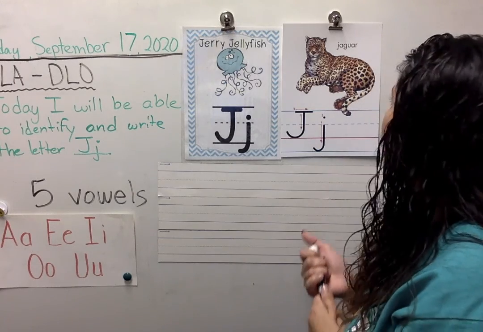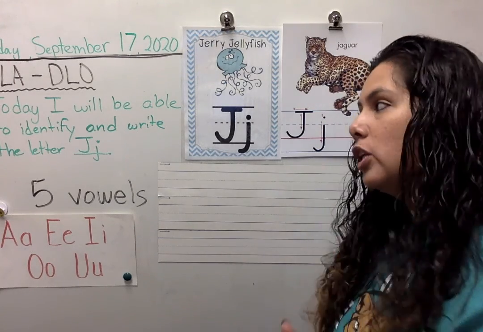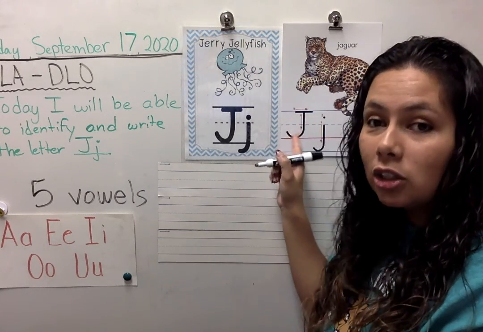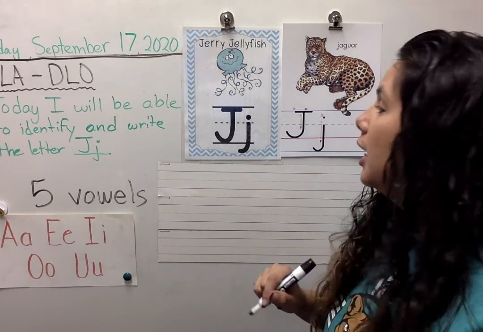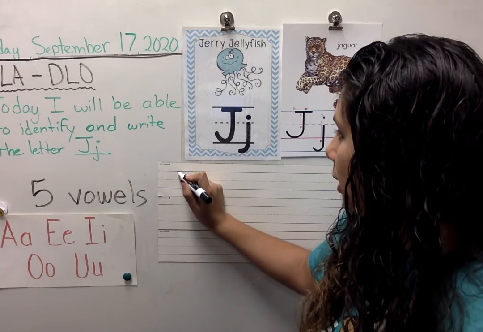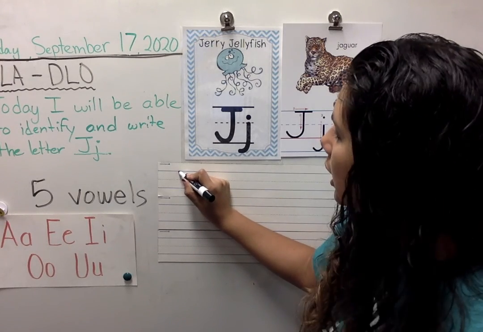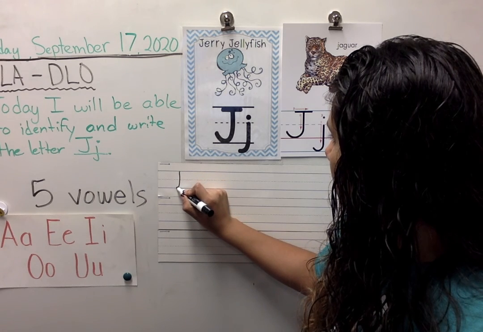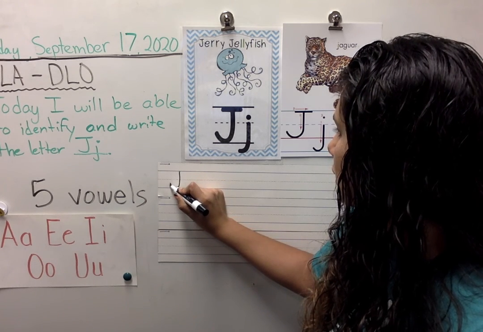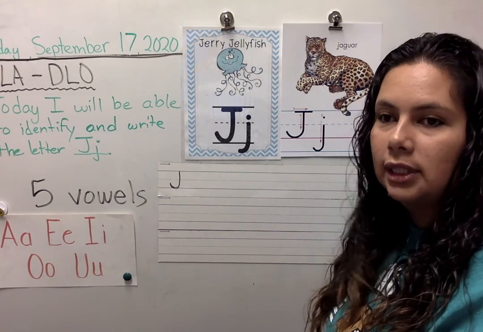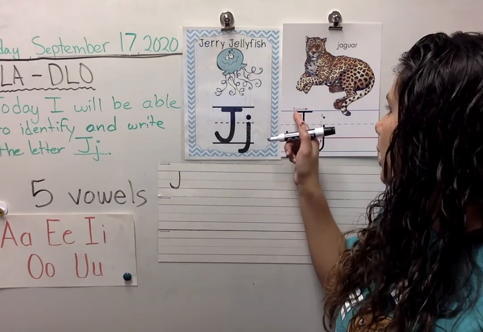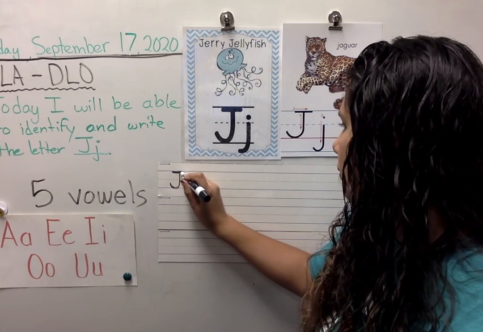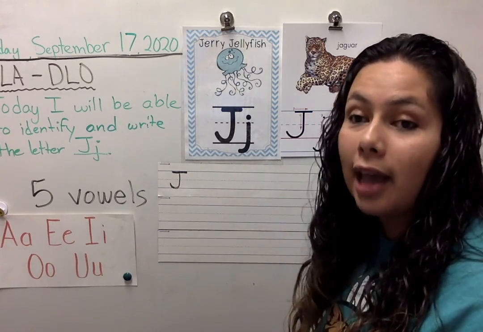Okay, so now that we've traced it, I'm going to show you how I write it so you guys can see it, okay? So according to my steps right here, it says I start at the very top right here. I think you guys can see it. And then we're going to come down and it's going to be like a tail that curves. Okay, you guys see that? But then it says step 2 is I'm going to go across the top. Just like that. That's a capital J.